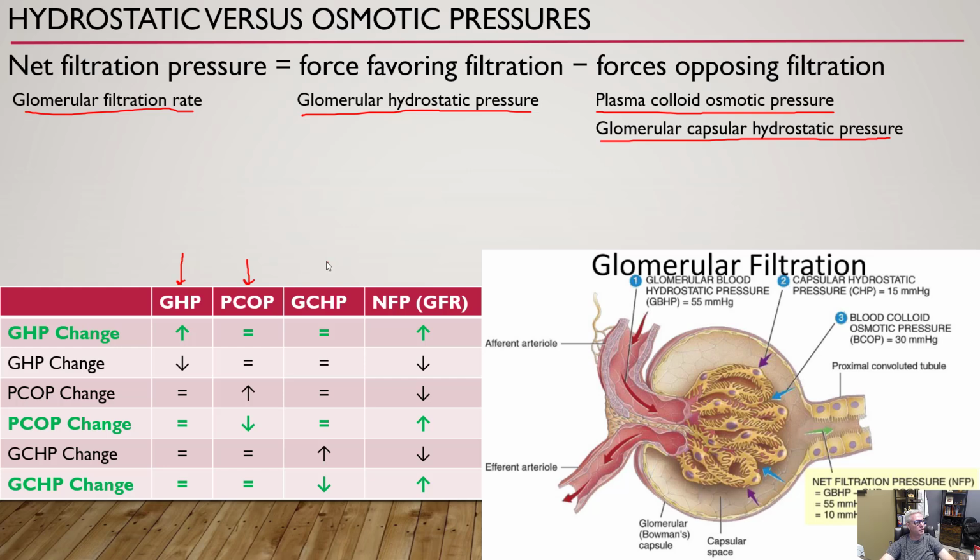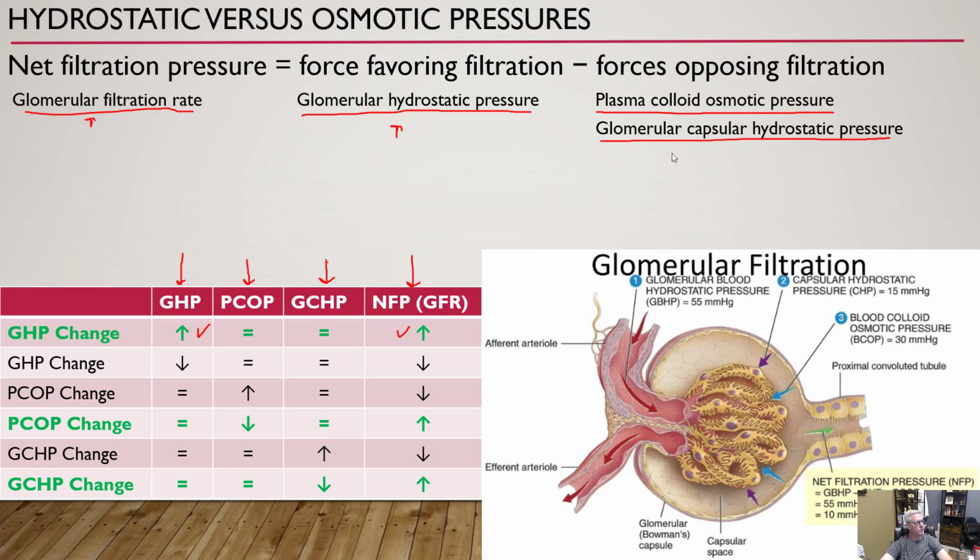And this is our glomerular capsular hydrostatic pressure, and this is our net filtration pressure, which is a direct reflection of our glomerular filtration rate. Basically, if I increase this one and I leave everything else the same, I'm going to increase this one.